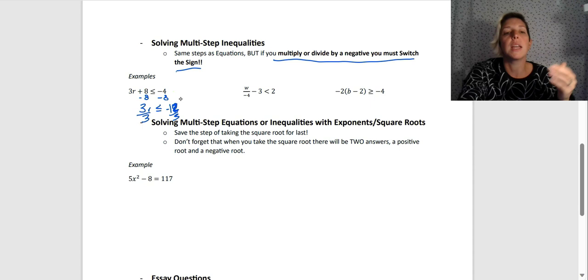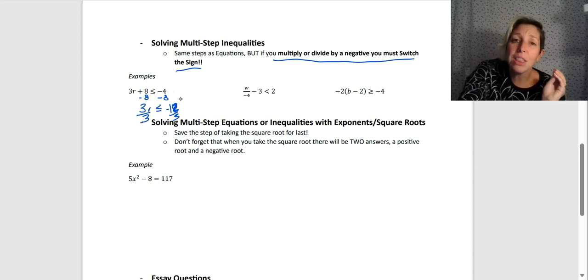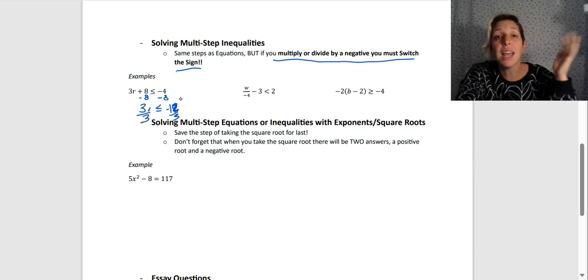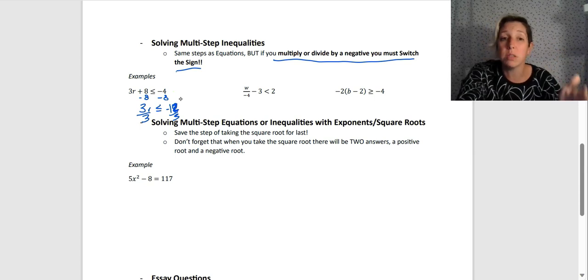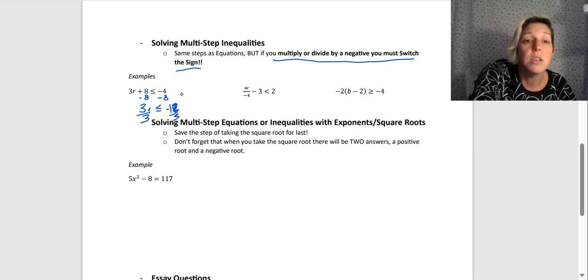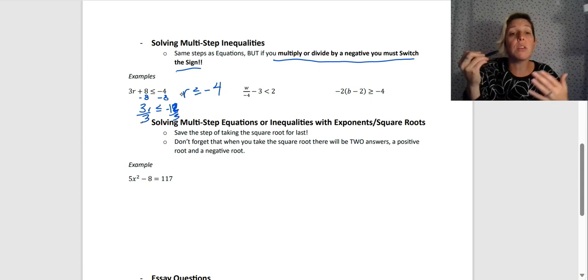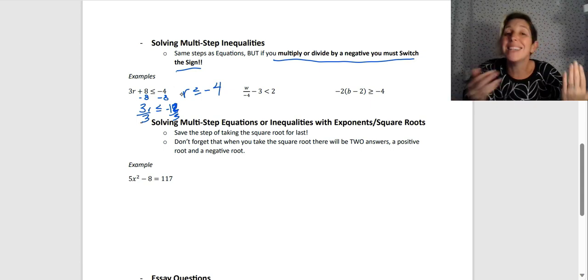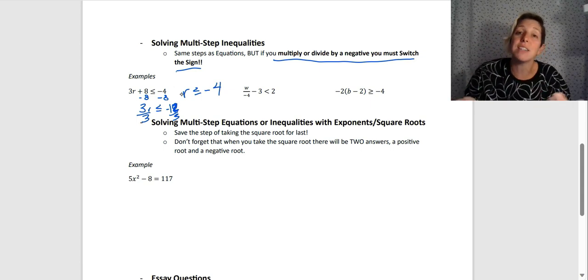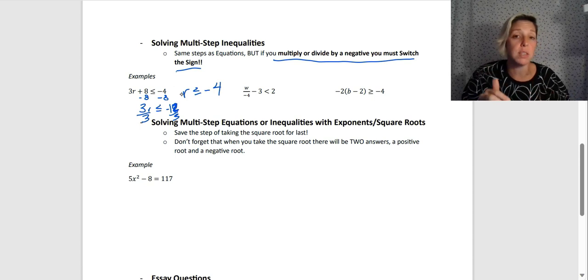Wrote down the wrong thing. Note that I'm dividing by 3, not by a -3. The negative's on top, but I'm not dividing by it. So I don't switch the sign on this one. So your final answer would be r is less than or equal to -4. So even though there is a negative, I didn't divide by that negative. I divided by a positive, so you don't switch the sign.